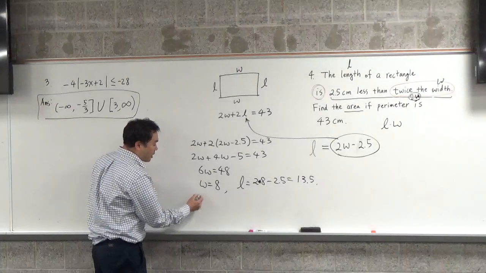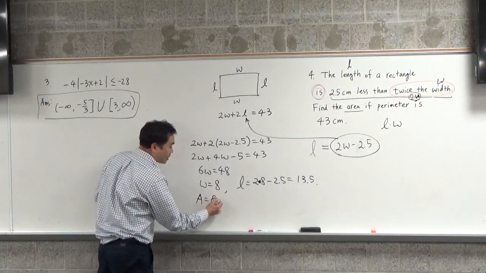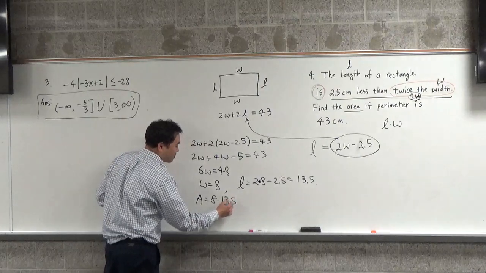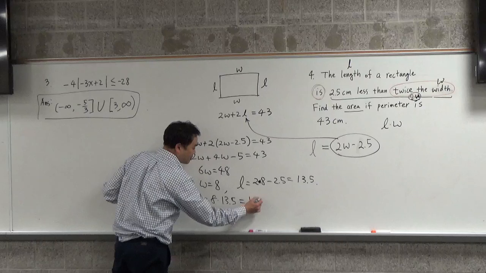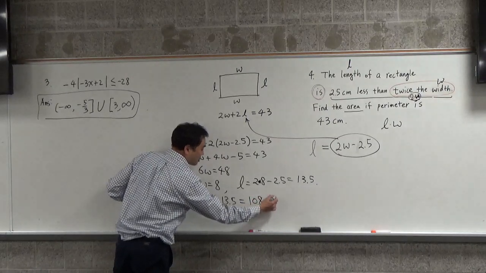And then finally, your area would be 8 times 13.5, which is like 4 times 27, which is 108 square centimeters.